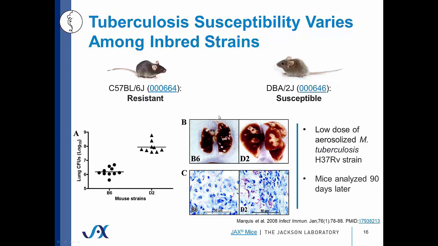When they looked at the contents of these lesions, they found that the Black 6 lesions contained mostly macrophages, whereas the DBA/2J lesions mostly contained neutrophils. They also performed acid-fast staining for bacilli, and they see that DBA/2J lungs have a much higher degree of staining as compared to the Black 6 lungs, indicating that Black 6J mice are able to better control tuberculosis infection.